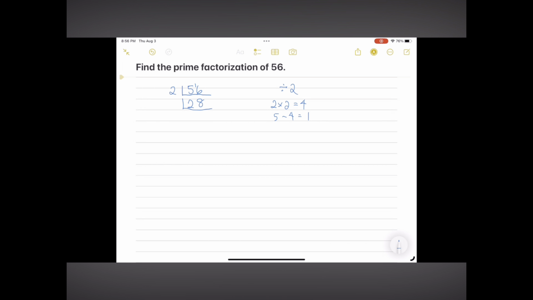Now we factor out 28, which is also an even number. We divide by 2. 2 goes into 2 1 time. 2 goes into 8 4 times. We get 14, which is also even. We divide 14 by 2. 2 goes into 14 7 times. And now we have 56 broken down into its prime factors, which is 2 times 2 times 2 times 7, or 2 to the third power times 7.